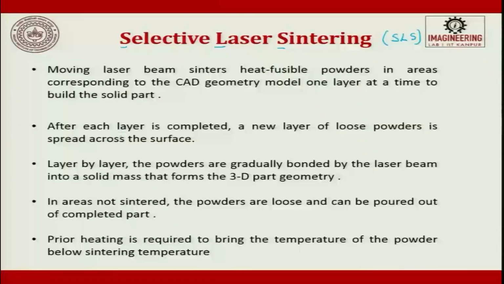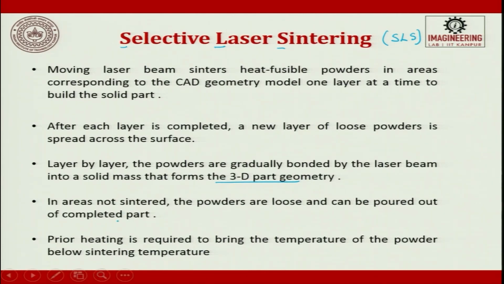So, when you do it, the complete layer of information is done. Now the platform is moved down by one layer thickness, whatever you have given in the program developed by CAD, and the metal powder container is moved up, and then a roller will move, pick the material and spread it on top of the table. Layer by layer, the powders are gradually bonded by the laser beam into a solid mass that forms the 3D part geometry. In areas not sintered, the powders are loose and can be poured out of the complete object.